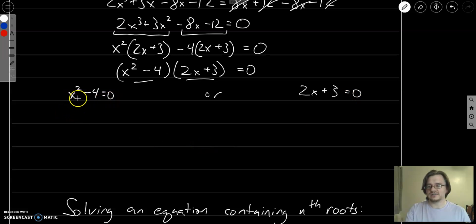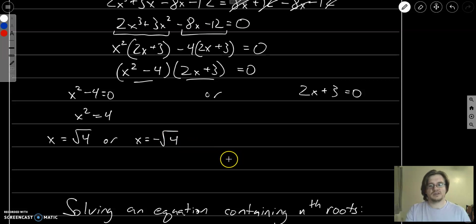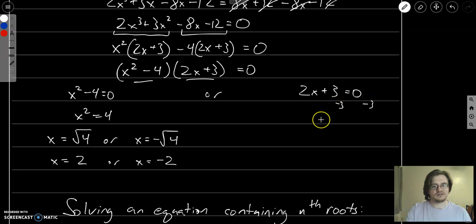Furthermore, I can solve this by getting x by itself. I will add 4 to both sides, and when I take the square root, I'll have x is equal to the square root of 4, or x is equal to negative square root of 4. And again, I can simplify this: either x is equal to 2 or x is equal to negative 2. On the right-hand side, again, if I'm solving for x, I can subtract 3 from both sides. So 2x will be equal to negative 3. But now I'm multiplying by 2.